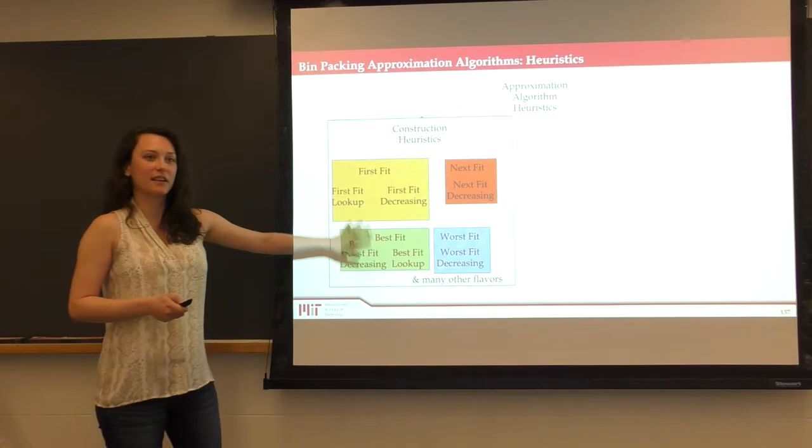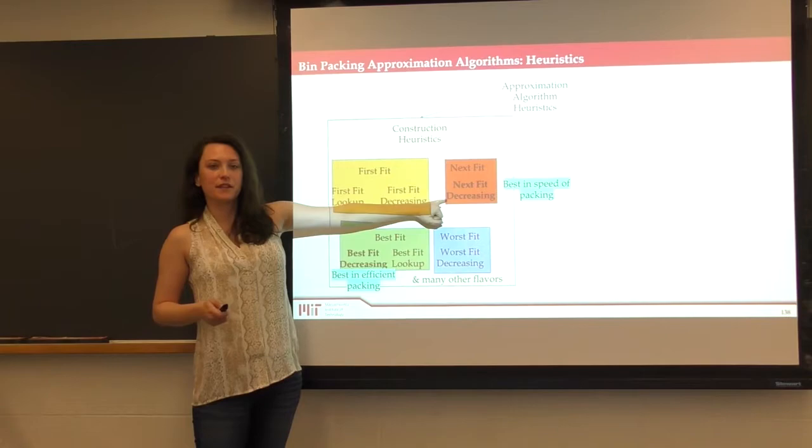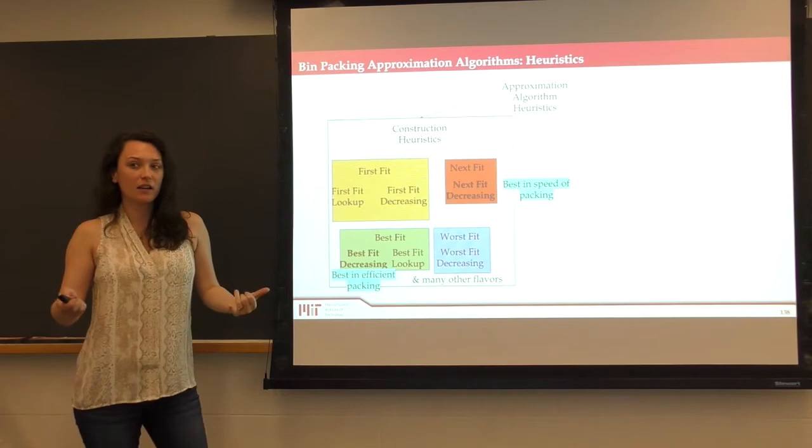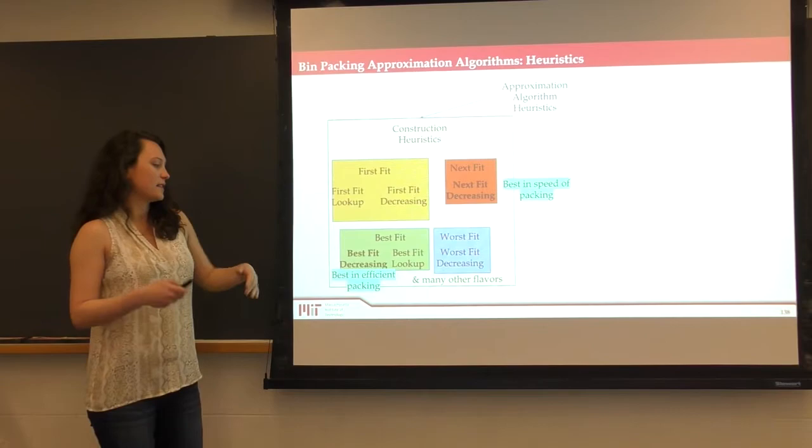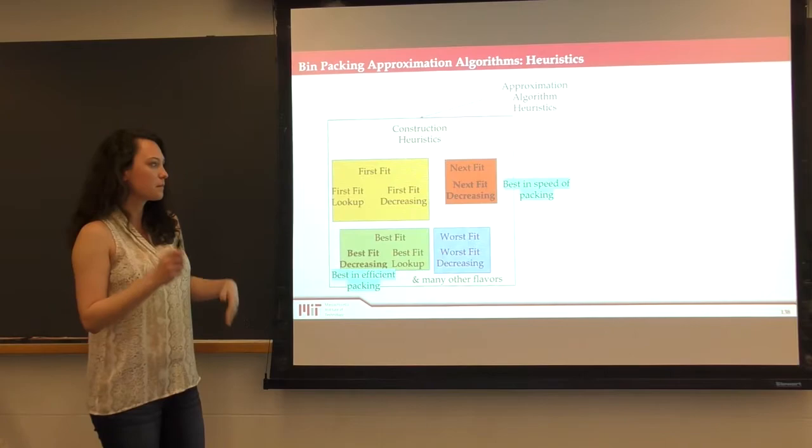And in general, next fit decreasing, which I'll talk about in a moment, is the best in terms of speed of packing, in terms of how fast it can find a solution. But best fit decreasing is the most efficient in packing. It gives you the most efficiently packed system. And so there are trade-offs with all of these algorithms.